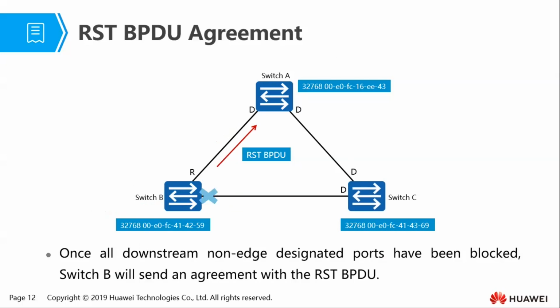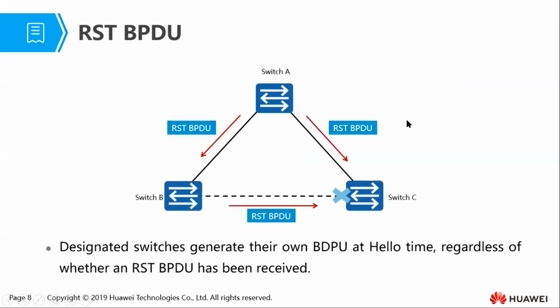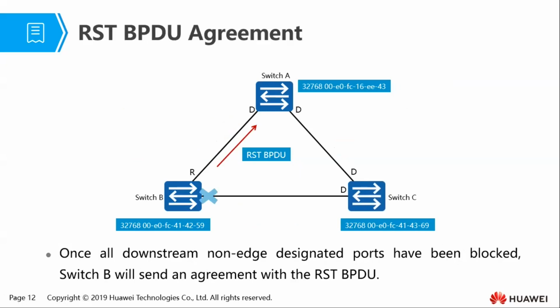So from here, once all downstream and edge designated ports have been blocked, switch B will send an agreement with the RSTP BPDU. It will send an agreement. So here we are just saying, hey, you are better than me. So we set the agreement bit to 1 when we are replying to switch A. The agreement bit, we set it to 1. Okay.